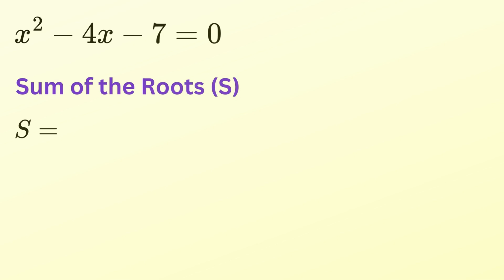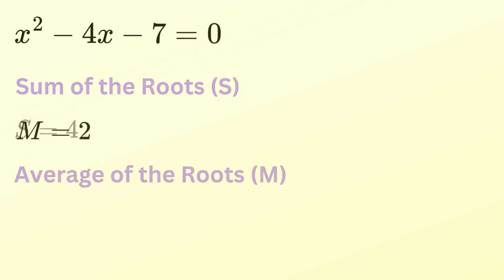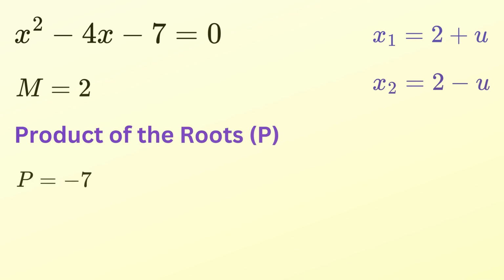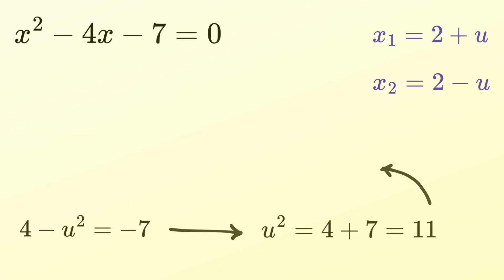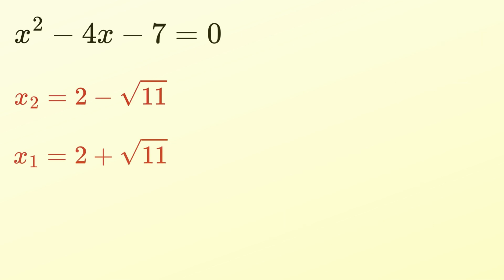Sum of the roots equals 4, and thus the average will be 2. Now, the roots will be 2 plus u and 2 minus u, and the product of the roots equals minus 7. Therefore, 4 minus u square equals minus 7, or u square equals 4 plus 7, or 11, which gives u equals root 11. Hence, the roots of this equation are 2 minus root 11 and 2 plus root 11. See, that was super fast.